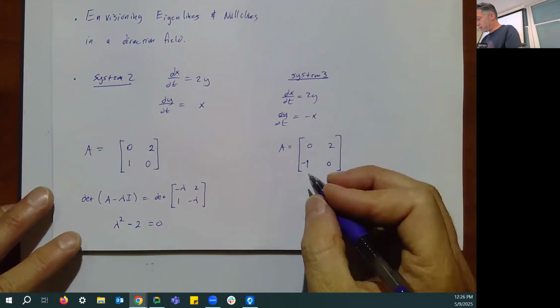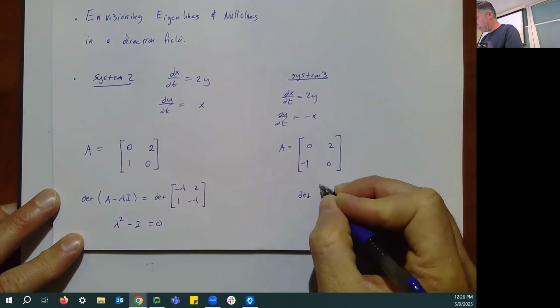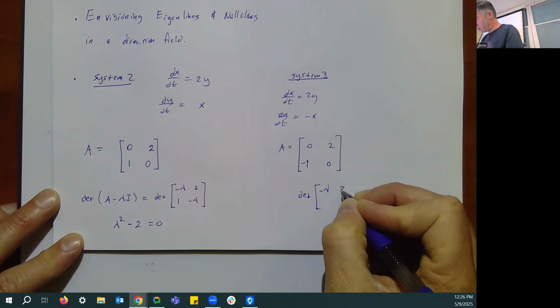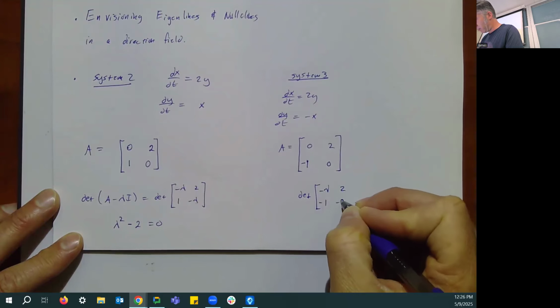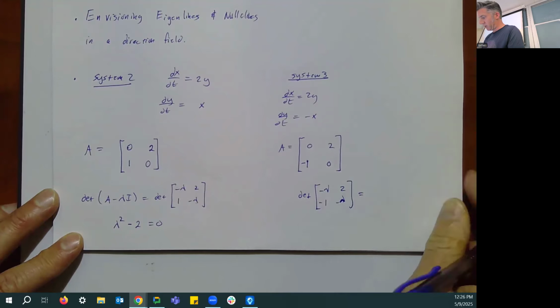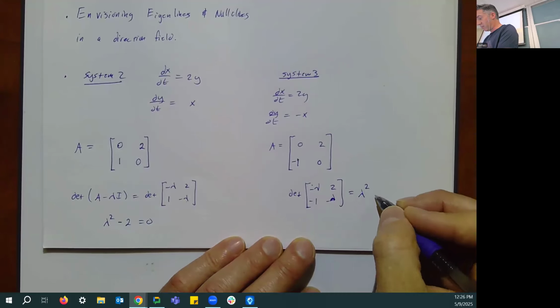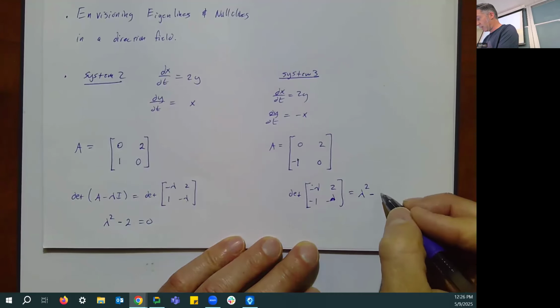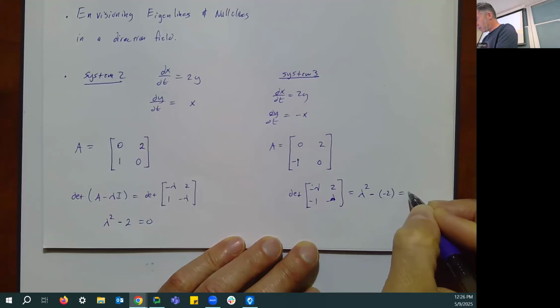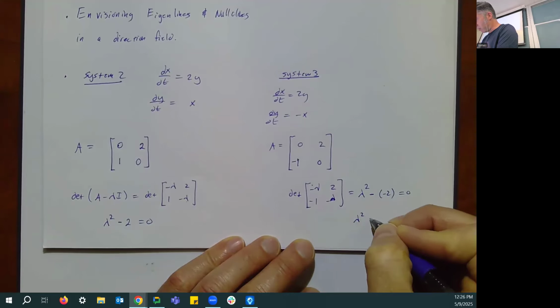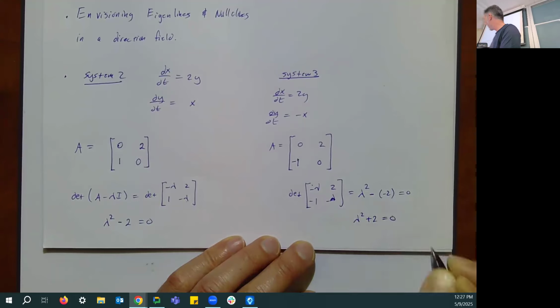Versus the other one is going to be the determinant of negative lambda, 2, negative 1, negative lambda. And taking the determinant there, that's still negative lambda times negative lambda is lambda squared, but it's going to be minus 2 times negative 1. So we get lambda squared plus 2 equal to 0.